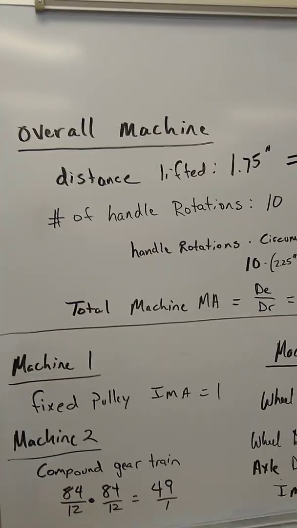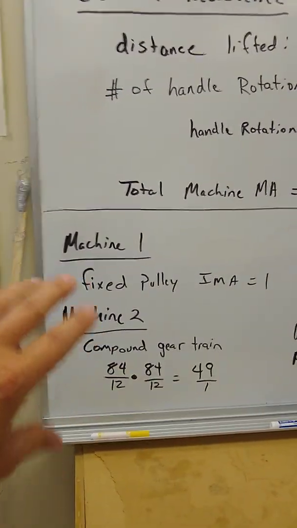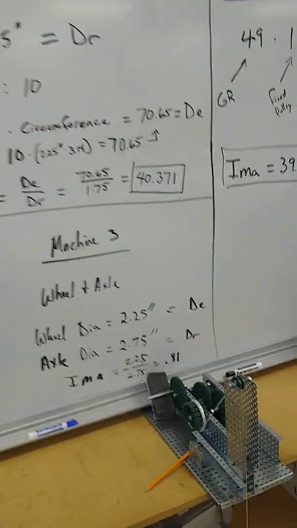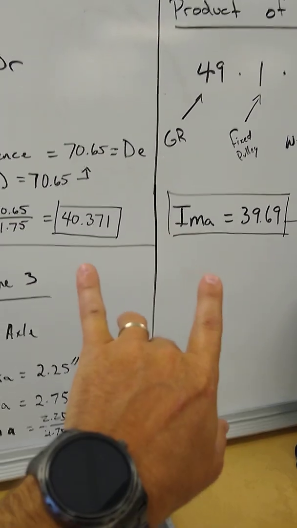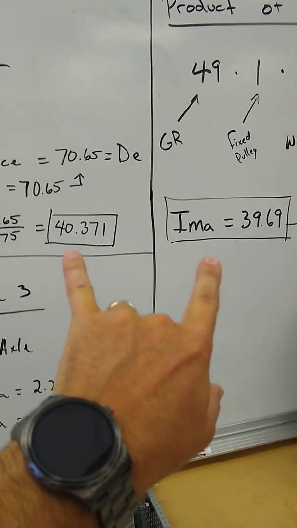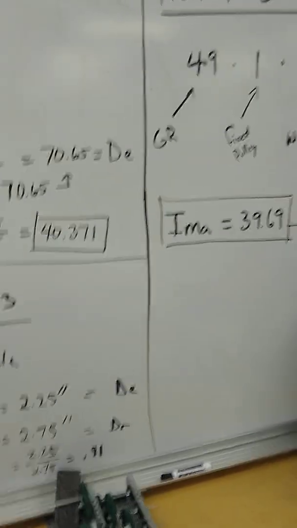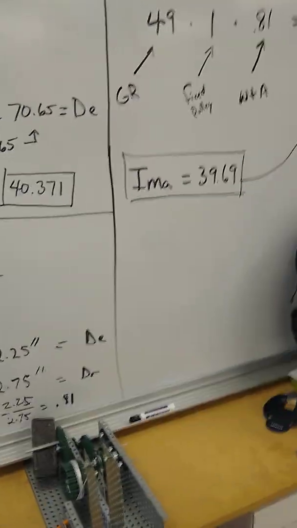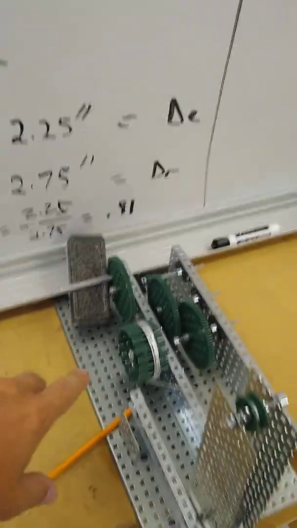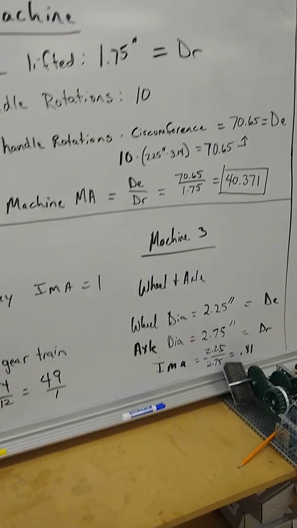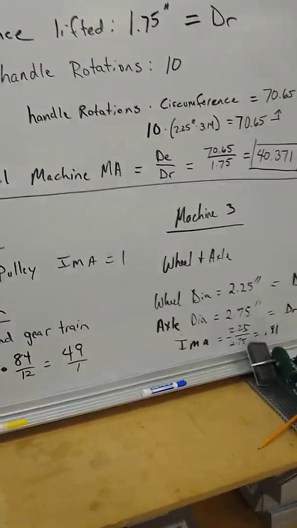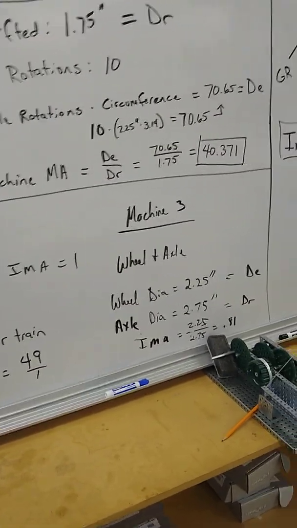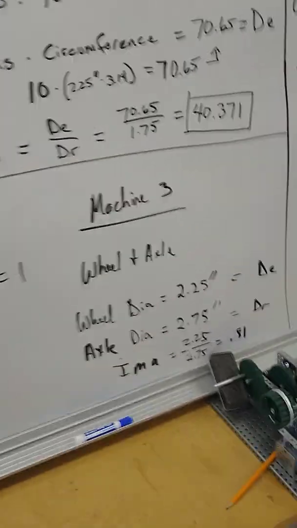I like to do it this way by solving for the overall machine first, and then go down and do machine 1, 2, and 3, and then these two numbers should be fairly close. This one's very, very close, and that's good. That way you can prove that machine 1 times machine 2 times machine 3 is, in fact, the overall mechanical advantage, rather than just doing 1, 2, and 3 like the activity states, and then you don't know if you're right or if you're wrong or if you did it incorrectly.